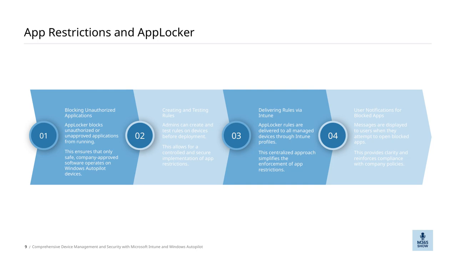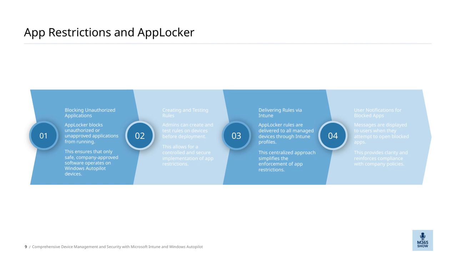Essentially, AppLocker blocks unauthorized or unapproved applications from executing, ensuring that only safe, company-approved software is operational on Windows Autopilot devices. This is a key security measure to prevent potential threats and maintain compliance. Administrators have the ability to create and test these rules on devices before deploying them broadly. This pre-deployment testing helps us ensure that the rules work as intended without disrupting user productivity.